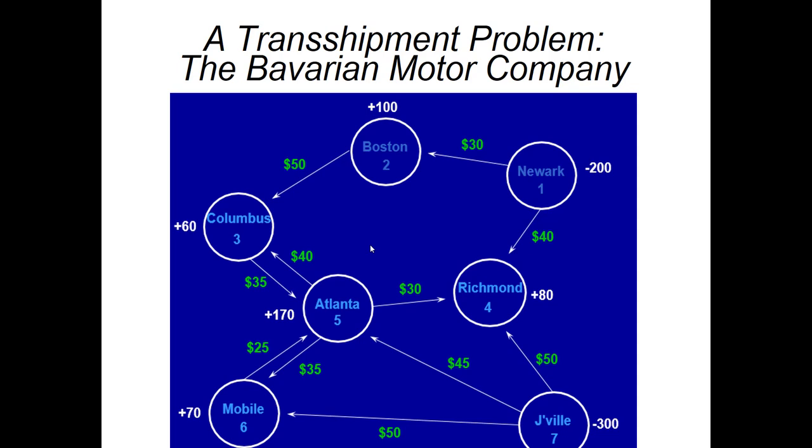In terms of the modeling, each of these arcs represents one decision variable. So the number of decision variables in the network is the number of arcs that we have. And remember that the sign of the arcs, the direction of the arcs, is very important.